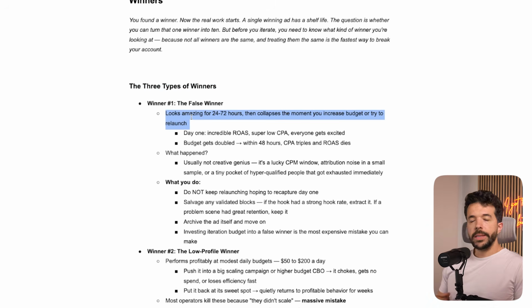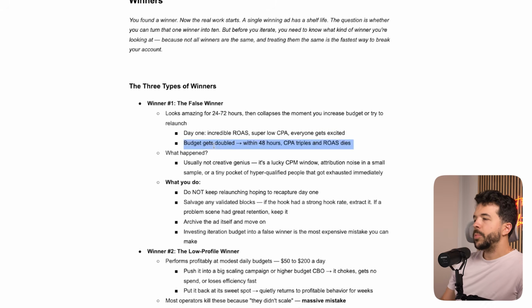The first type of winner is the false winner. This is the type of ad that looks amazing after 24 to 48 hours, sometimes 72, and then collapses the moment you increase budget or try to relaunch. So usually you have an incredible ROAS, super low CPA, everyone excited on day one, but then when budget gets doubled within 48 hours, CPA triples or ROAS dies.